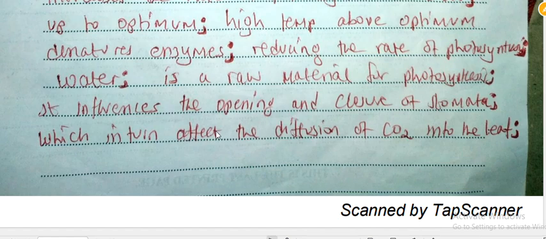And that is the end of our revision of paper 2, KCSE Biology 2021.